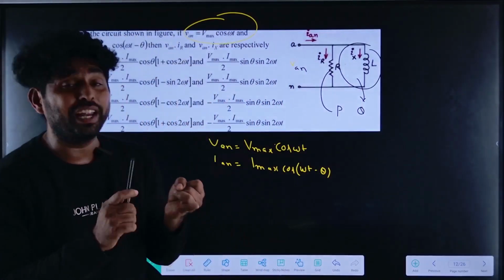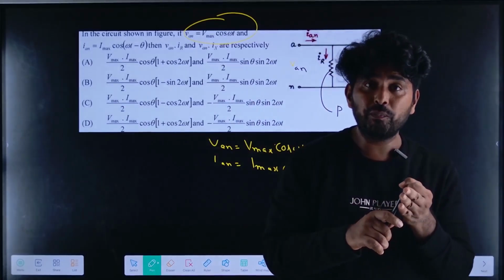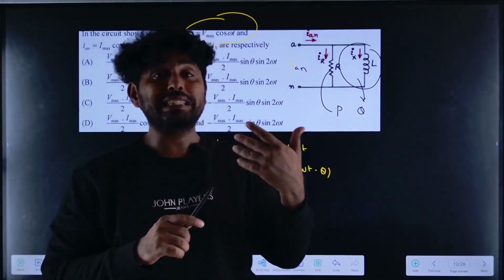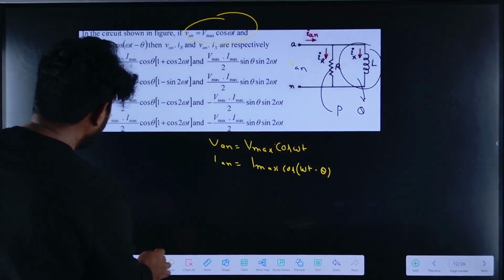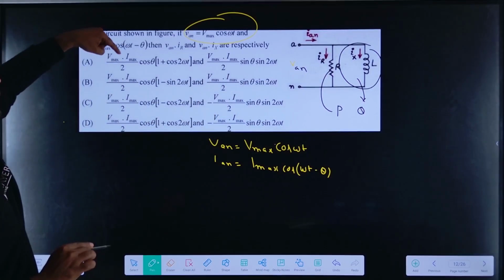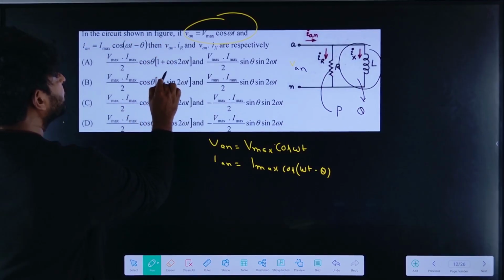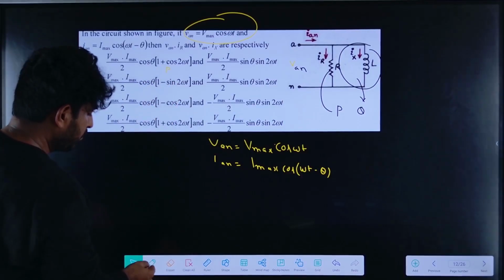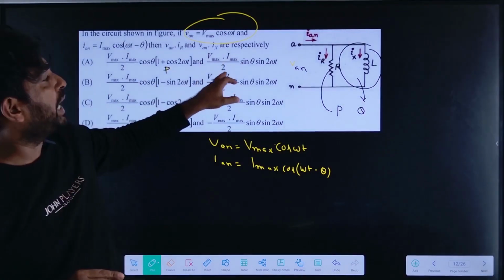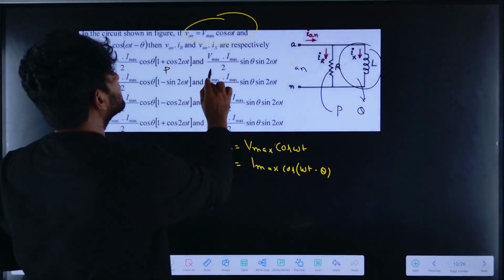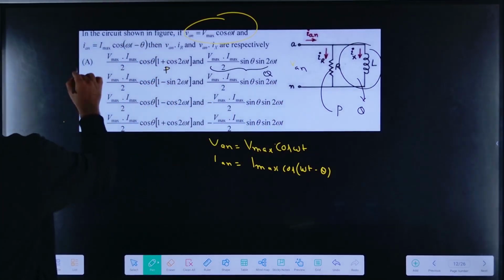What are those concepts? We have learned what an active power is, what a reactive power is, what an apparent power is, and why it is called an oscillating power, and everything we have learned through this equation. So now what is the answer? Vm by 2 cos theta into 1 plus cos 2 omega t is an active power, and Vm by 2 into sin theta into sin 2 omega t is a reactive power. We got this. So option A is the right option.